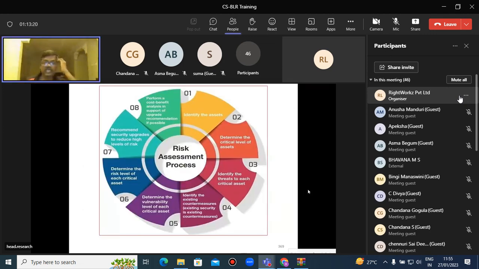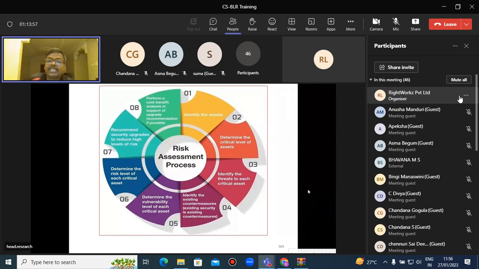Then see the risk assessment process. Risk assessment process includes 8 steps. Please listen carefully. First step is identify the assets. Means how many computers are there and how many servers are there, and that is called identify the assets. Infrastructure and HR assets or finance assets, etc. That is called the first step in the risk assessment process.